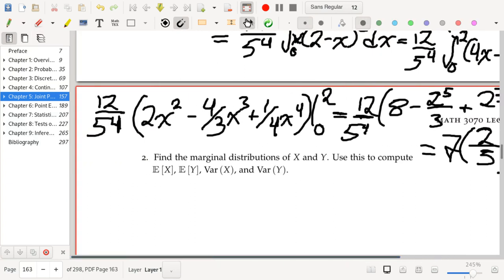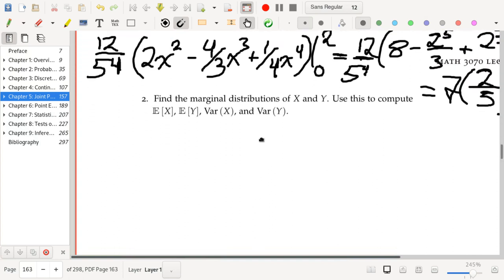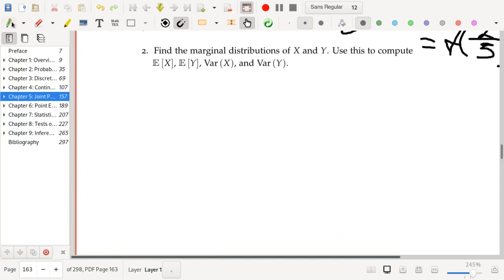Okay, next problem. Find the marginal distributions of x and y. Use this to compute the expected value of x, the expected value of y, the variance of x, and the variance of y, because those notions have not gone away. In fact, we're going to be expanding them in the next section. So I want to compute first the marginal distribution of x and y.